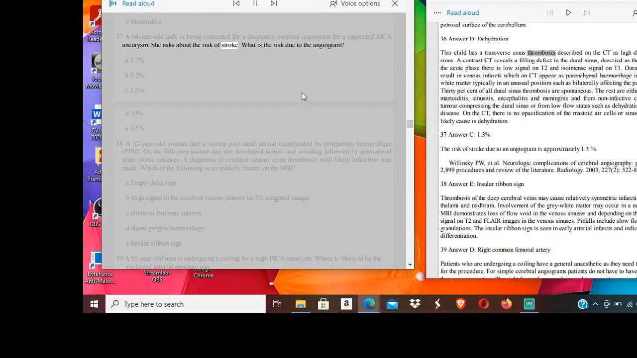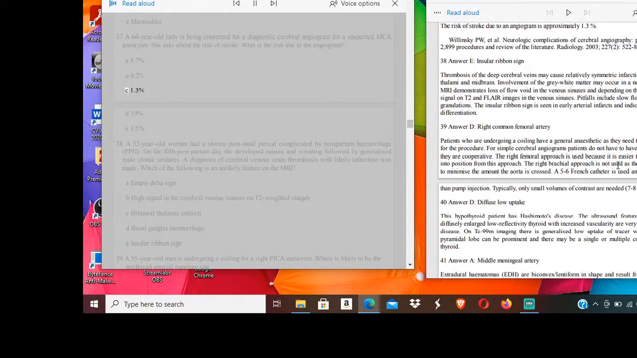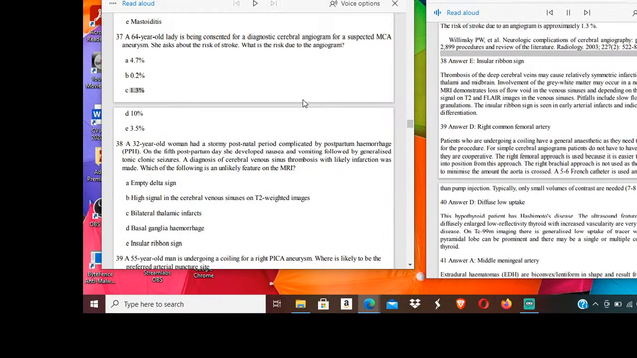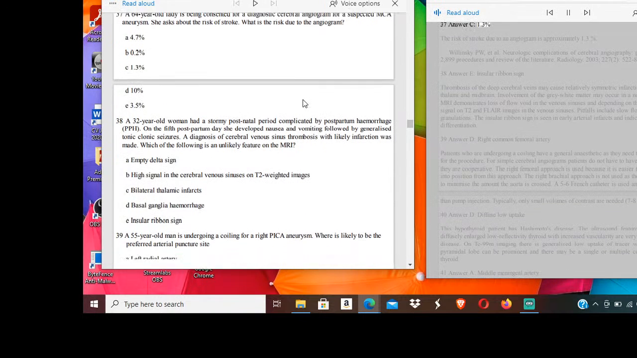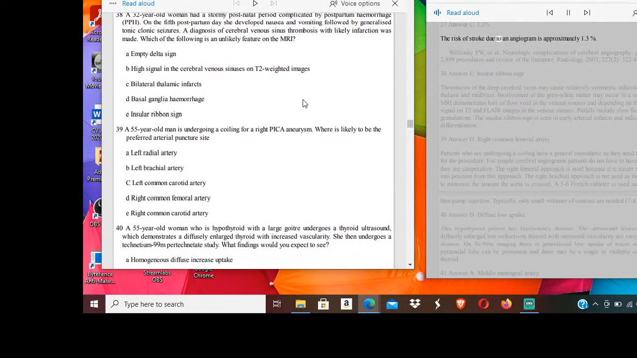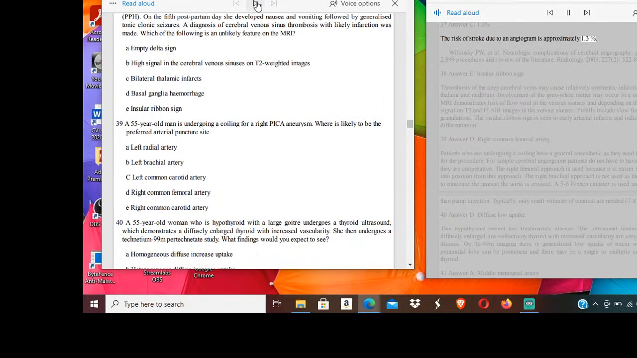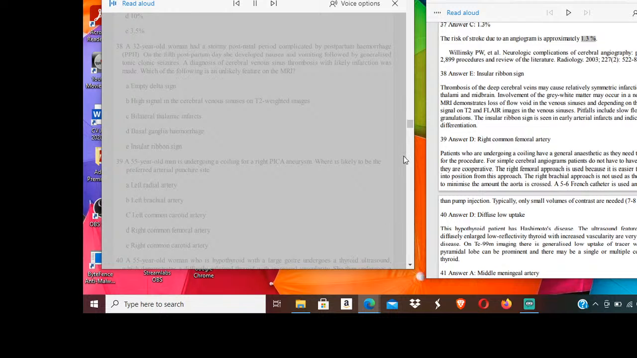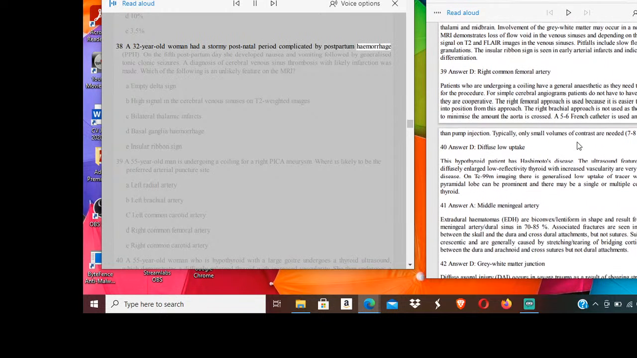She asks about the risk of stroke. What is the risk due to the angiogram? A. 4.7%. B. 0.2%. C. 1.3%. D. 10%. E. 3.5%. 37 Answer C, 1.3%. The risk of stroke due to an angiogram is approximately 1.3%.